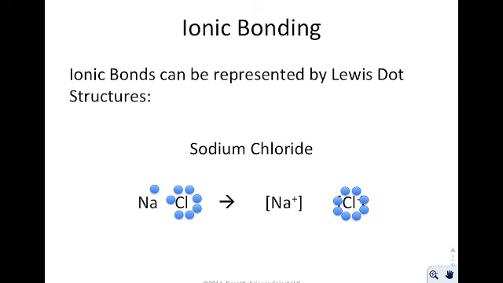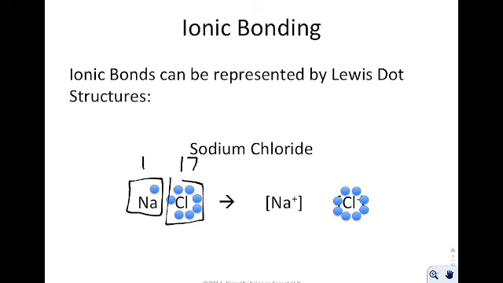The first type of bond we're going to examine is an ionic bond. Ionic bonds can be represented by the Lewis dot structure that you see below. What you see is that sodium initially has 1 valence electron because it's in group 1, and chlorine has 7 valence electrons because it's in group 17. So because of that, this is the initial setup.